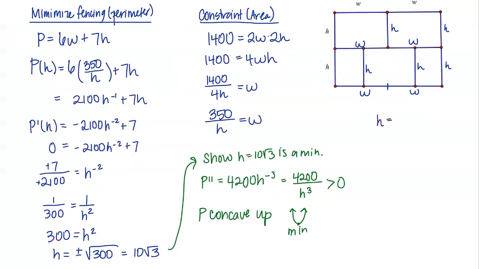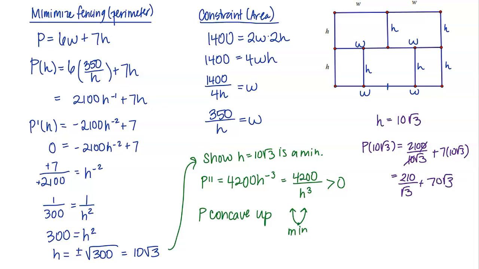If h was equal to 10 rad 3, then we take that and plug it in to the perimeter formula as a function of h. So that would be p of 10 rad 3, that's 2100 over 10 rad 3 plus 7 times 10 rad 3. So the 10 and one of these zeros cancels. We get 210 over rad 3 plus 70 radical 3.